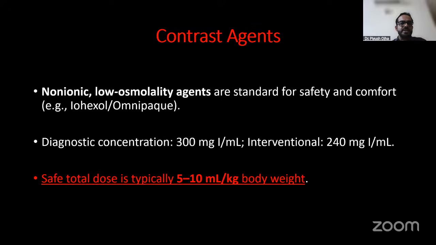Regarding the contrast agents, there are several contrast agents available, but the most commonly used are the non-ionic low osmolarity agents like Omnipaque. And the diagnostic concentration that is used is around 300 milligrams per ml. But when you're planning a procedure, the concentration decreases to 240. But when you look at the total dose, it should not be more than 5 to 10 ml per kg of body weight, because that is very important. That is going to cause a renal impact on the patient.